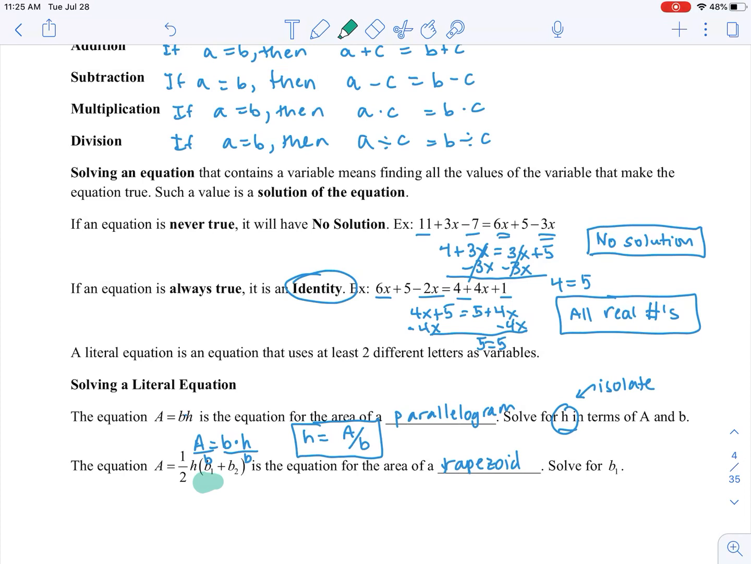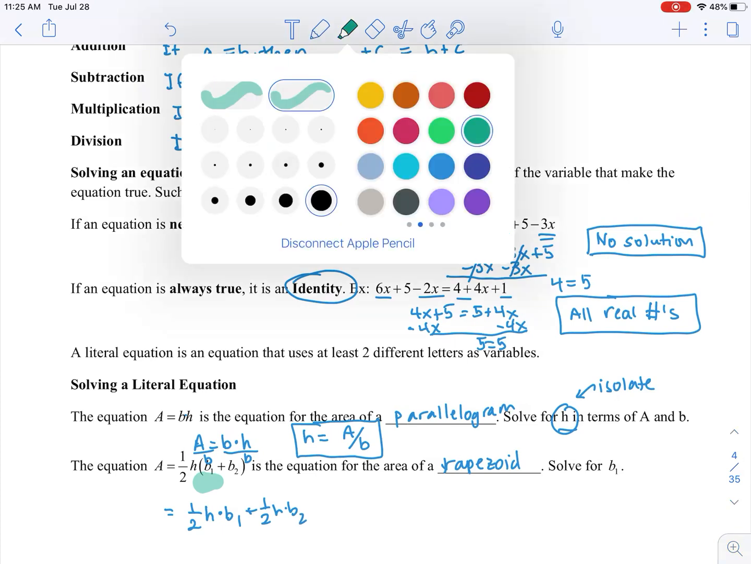So what we're going to do is have to undo those parentheses. So how do we do that? There's one of two ways. So the first way is, let's go ahead and get rid of the parentheses by distributive property. So if we do that, we distribute 1/2 H to B1 and to B2. And that will allow us to get a little bit closer to isolating what we want, which is B1.